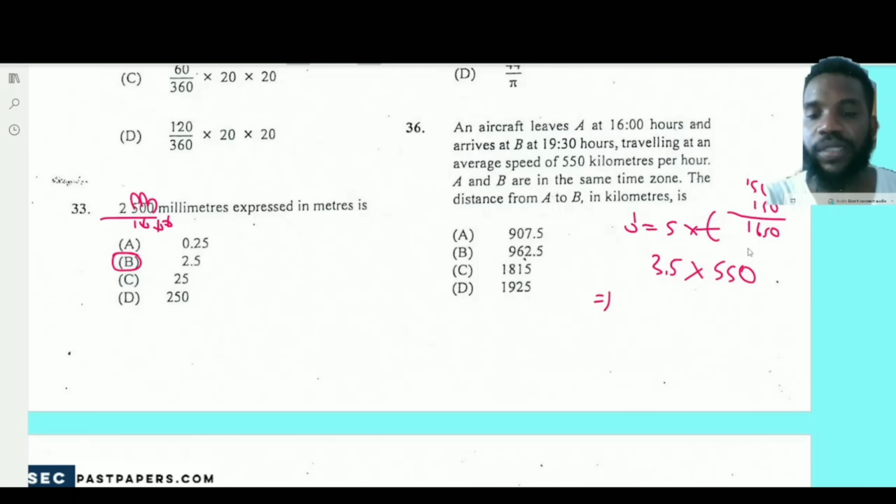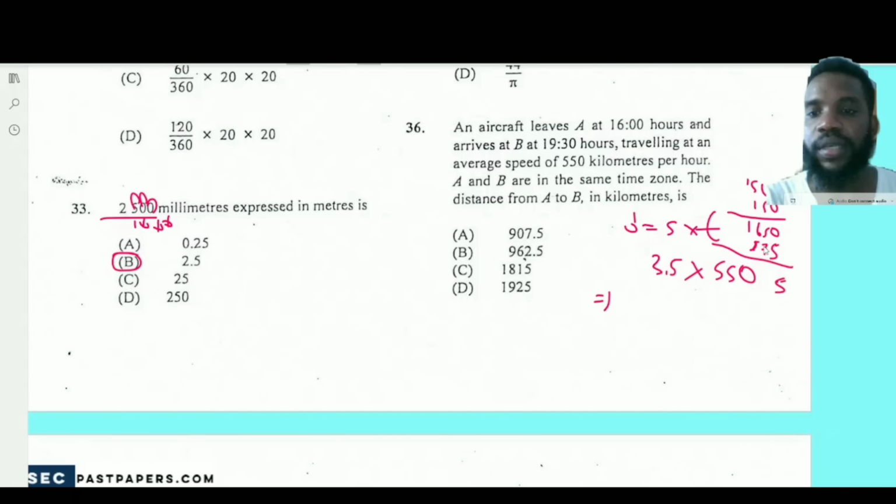And then of course you're multiplying by 3.5, so you're going to have to multiply by the half. Bear in mind that 0.5 is the same thing as saying a half. So it's like saying half of 550. Now half of 550 is 275. So I'm going to end up adding 275 to this.